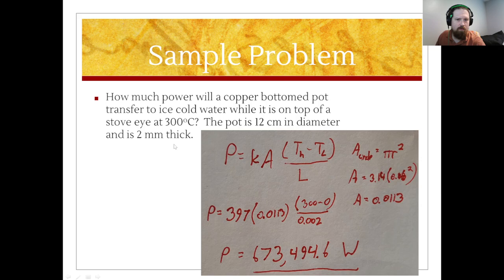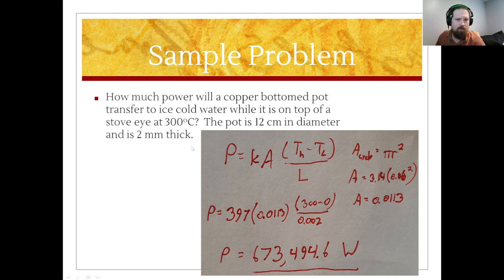So this is one of the types of example questions you'll likely see on your homework. Cookware comes up pretty frequently since you have a pretty big temperature gradient across the metal of the cookware. You'll also commonly see examples involving the walls of houses. So this one will be the cookware example. I have a different sample later on for the wall of a house.